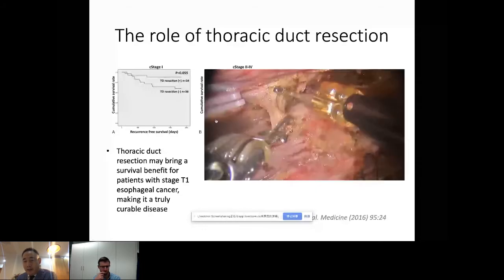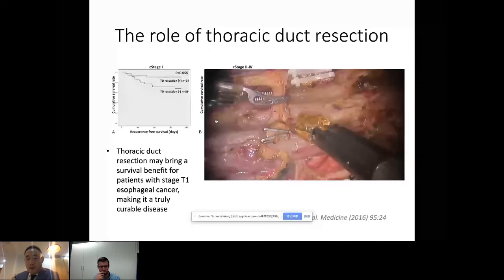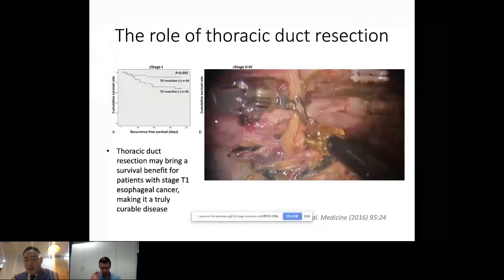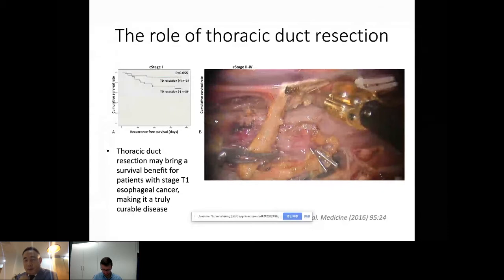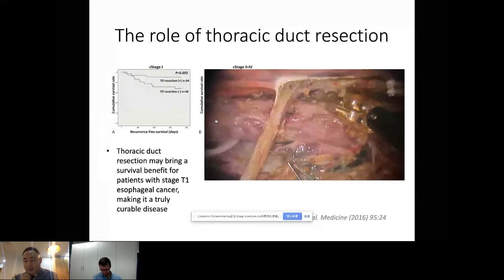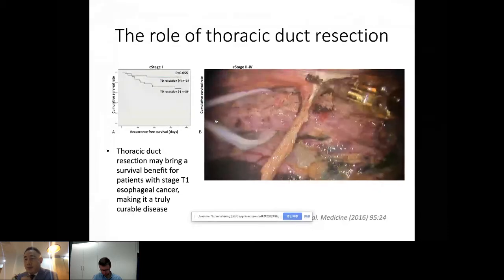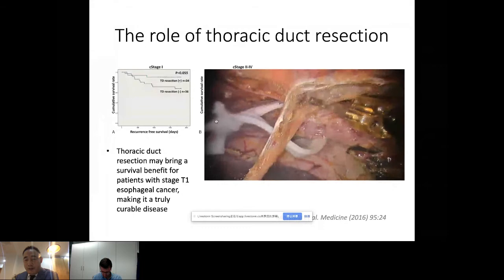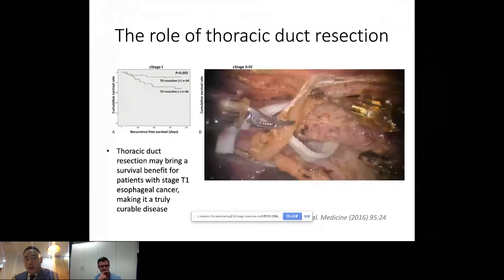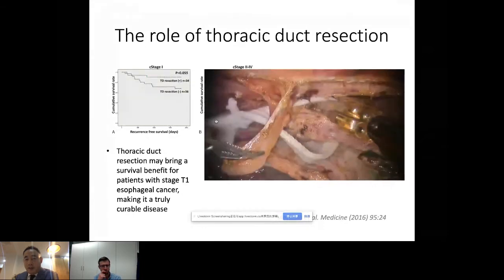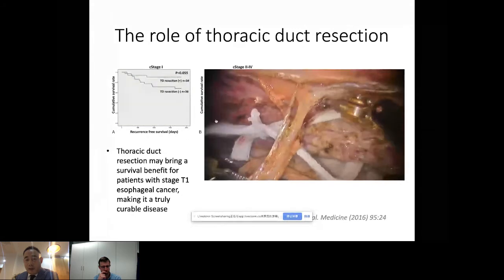And recently there are also some other reports from South Korea. They also think for very early stage esophageal cancer, for T1, even for T1a, they also do a thoracic duct resection. They think this procedure can make this early disease a really curable disease. So we can see in the robotic approach, the procedure is very, very easy. We can do a thorough, total thoracic duct resection, and very quickly.